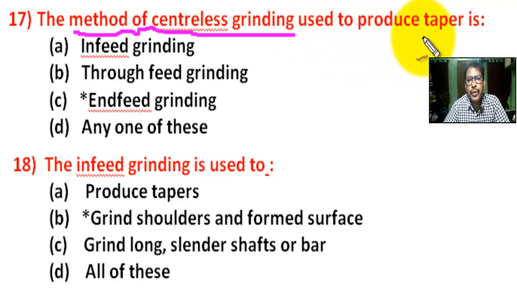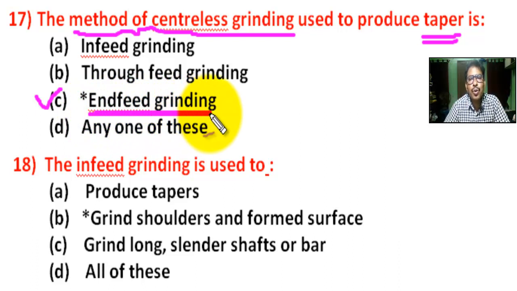Question number 17. The method of centreless grinding used to produce taper is, there are 4 options. Correct answer is C. End feed grinding. End feed grinding is used for centreless grinding to produce taper.